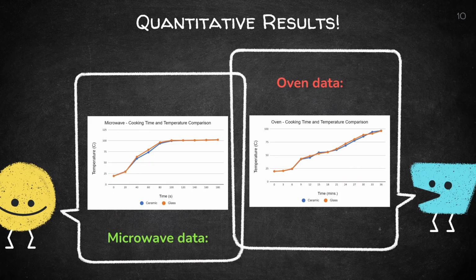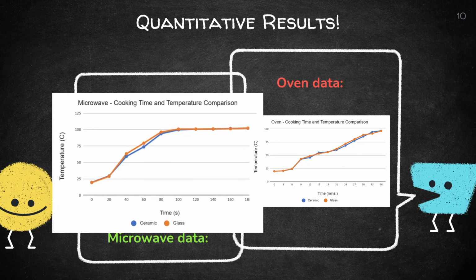Here are the quantitative results of the temperature data points plotted against time for the microwave and the oven. The blue lines represent the data for the ceramic mugs, and the orange lines represent the data for the glass mugs. The microwave took 3 minutes to cook the banana bread, regardless of the mug material. There was very little variation in the temperatures between each mug, and both mugs ended the 3 minutes at 102.2 degrees Celsius.